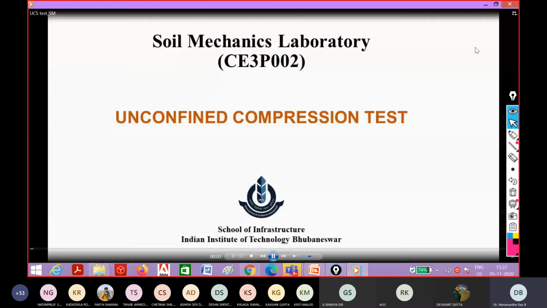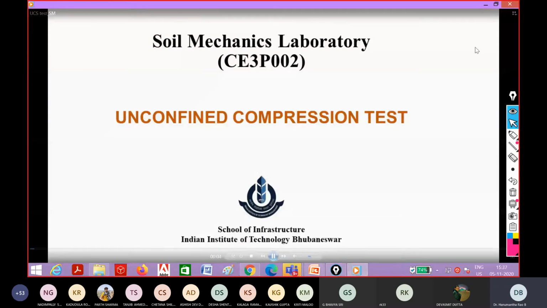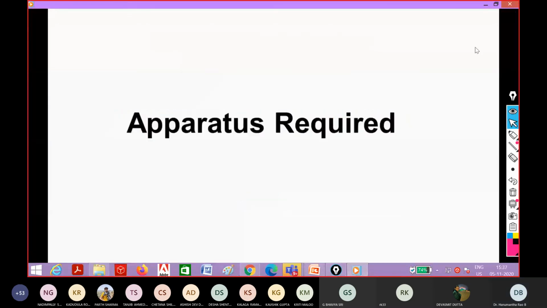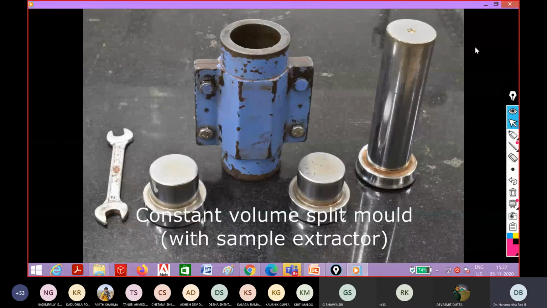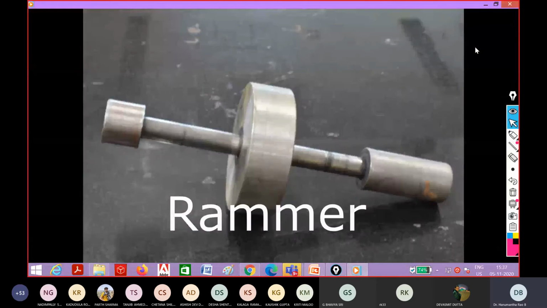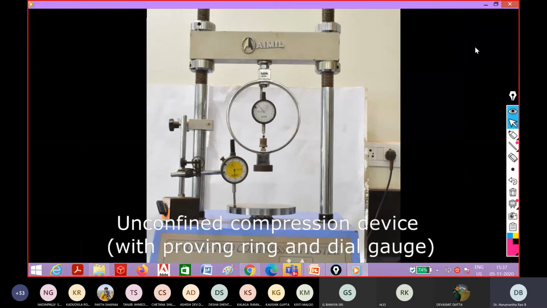So this is a video demo of unconfined compression test. As I said, these are the accessories for preparing the soil sample. This is a rammer for compaction purpose, and this is the UCS machine.